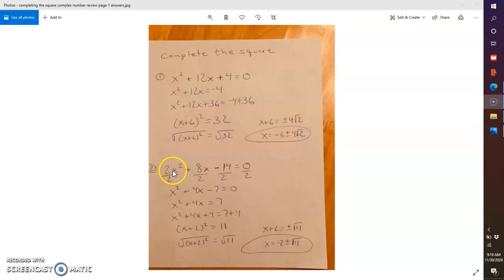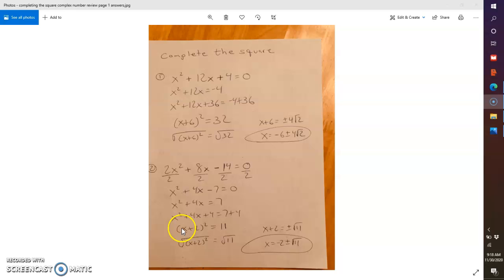When we have a 2 or any number in front of the x squared, we divide each term by that number. So I divide all 4 terms here by 2, and I'm left with x squared plus 4x minus 7 equals 0. We now do the same thing we did on the previous problem. We add the 7 to the other side. Half of 4 is 2, and 2 squared is 4. So x squared plus 4x plus 4 equals 7 plus 4.